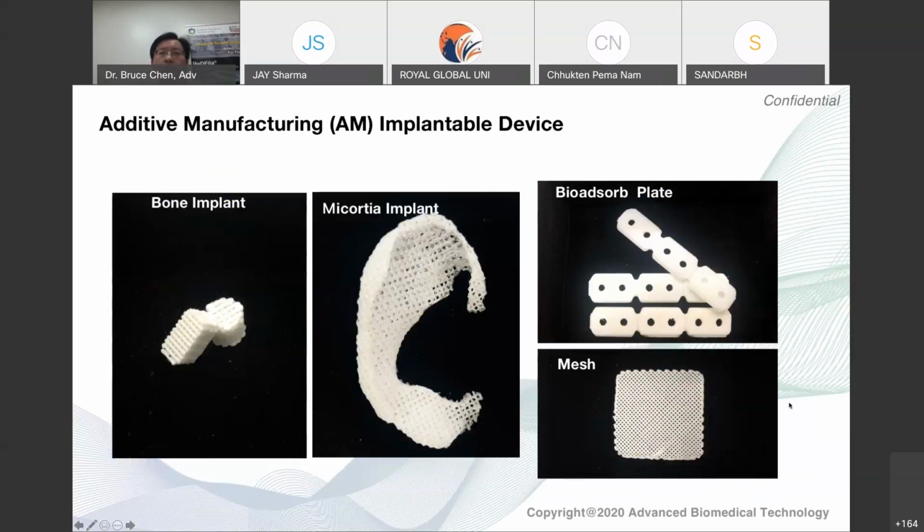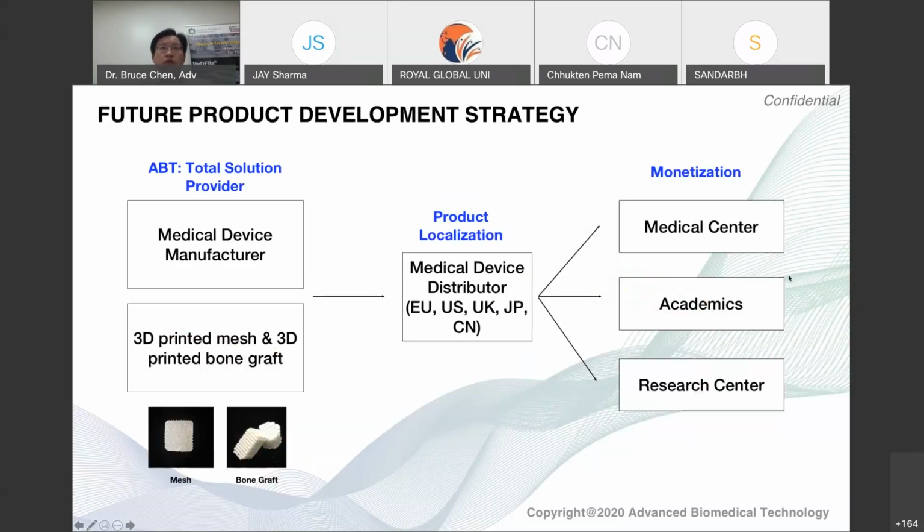So for the future, right now we show our animal study, and we try to figure out several concepts, not only for bone implants. We also try several approaches to discover new medical devices, and it's our future plan. For future product development, we try to engage with medical device manufacturers, and we can provide a total solution. Not only the raw material, we can also provide a printing service. And we need to think about the regulation barrier in different regions, in the EU, UK, US, South Asia, India, everywhere has its own regulation and its own considerations. That's why I think it's a good opportunity for us.